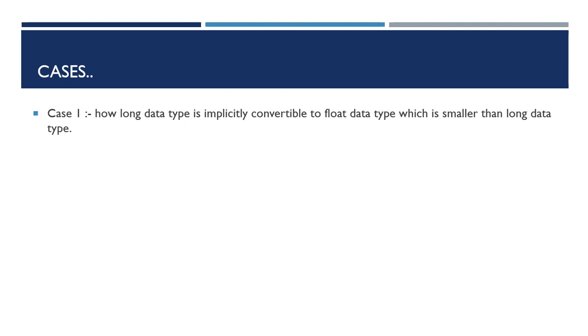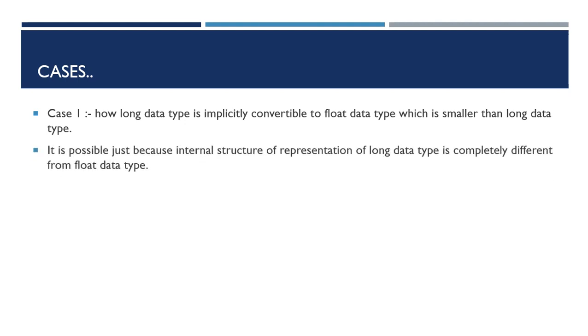Okay, which is smaller than the long data type. And as I said, it is possible just because the internal structure of representation of the long data type is completely different from the float data type. Yes, friend, this is the only reason why it is possible. Okay, friend, so this is the first case that you have to always remember: the way of representation is different.